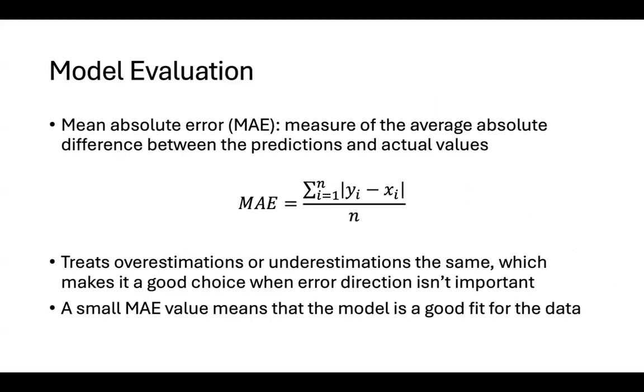This model is commonly evaluated using mean absolute error, or MAE. It is the measure of the average absolute difference between the predictions and actual values, and is calculated using this equation, where yi is the predicted value, xi is the actual value from the dataset, and n is the number of points within the data. It treats overestimations or underestimations the same, which makes it a good choice when error direction isn't important. A small mean absolute error value means that the model is a good fit for the data.